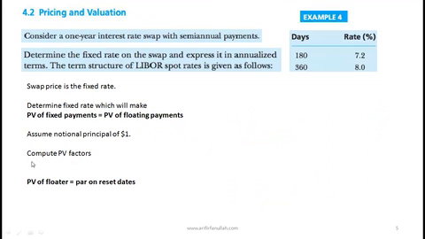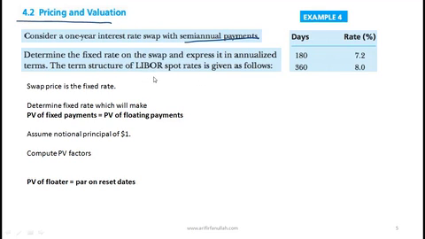Okay, so now we are going to get into the meat of this section, which is pricing and valuation. And we'll understand this through an example. Consider a 1-year interest rate swap with semi-annual payments. Determine the fixed rate on the swap and express it in annualized terms. The term structure of LIBOR is given here.